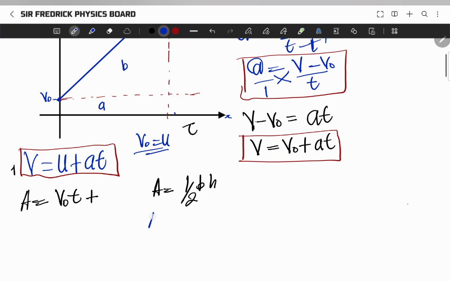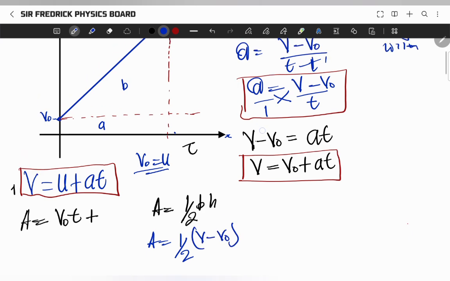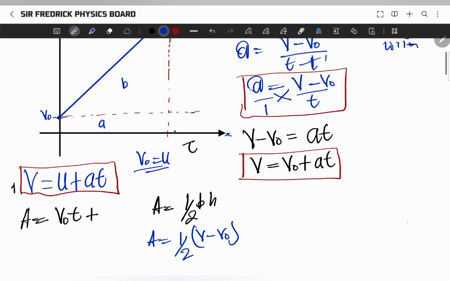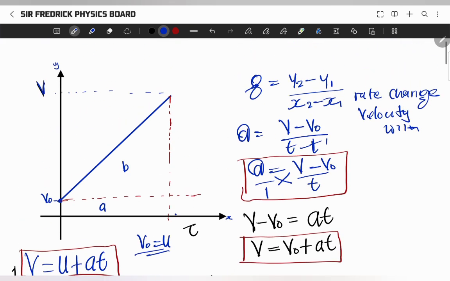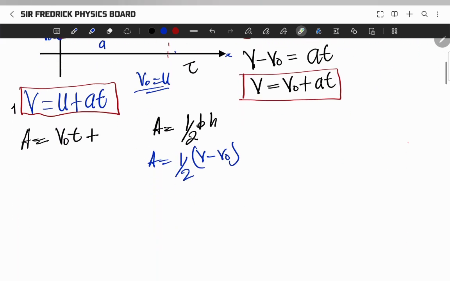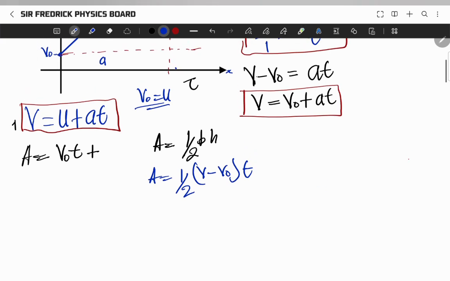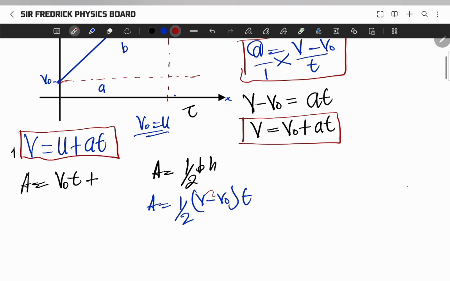Okay, so our area is just half, then v minus v naught, times then our height in this velocity time graph, which is just this point to that point. And what do we have? We have time, so we multiply by time that side. So times time.